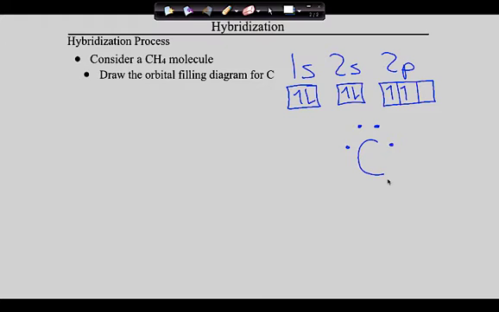So guys, what allows carbon to form 4 covalent bonds? Now, do you remember when we did this last year in general chemistry? The interesting thing is I'm doing that right now.